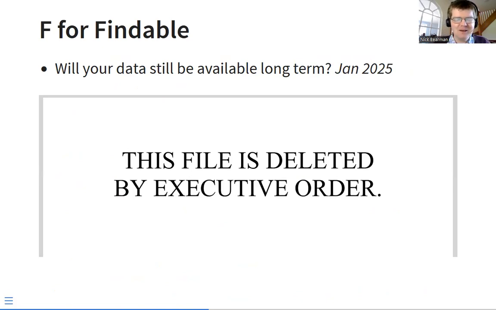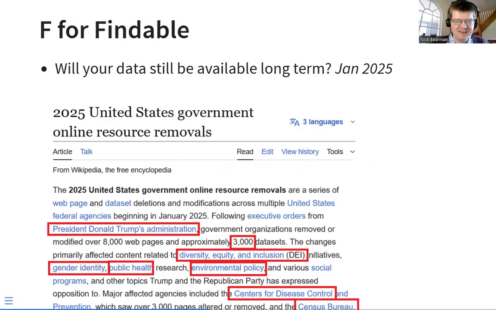Yeah, if you use something like Natural Earth or anything like that, you think it might be. But in January 2025, this appeared in various places on various different bits of the US government: "This file is deleted by executive order." And this was all to do with Donald Trump's administration removing various different web pages and data sets, about 8,000 web pages and 3,000 data sets. Usually stuff related to diversity, equity, inclusion, gender identity, public health, environmental policy, social programs, and so on. Stuff that Trump and the Republican Party didn't like.